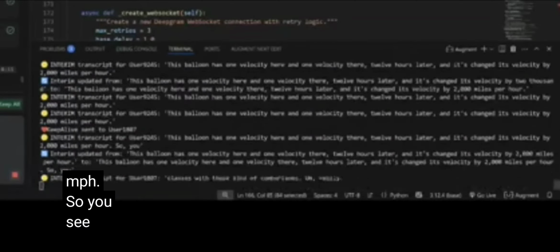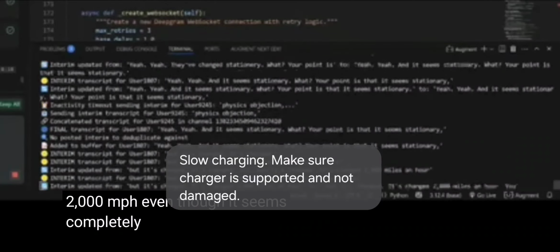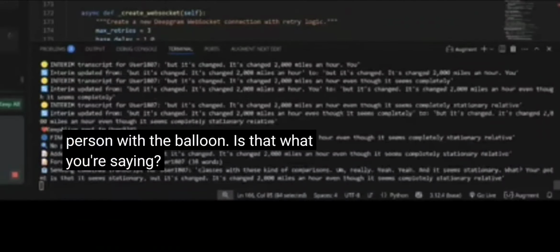So it seems stationary. But the point is that it seems stationary, but it's changed. It's changed 2,000 miles an hour, even though it seems completely stationary relative to the person with the balloon. Is that what you're saying? Yes.